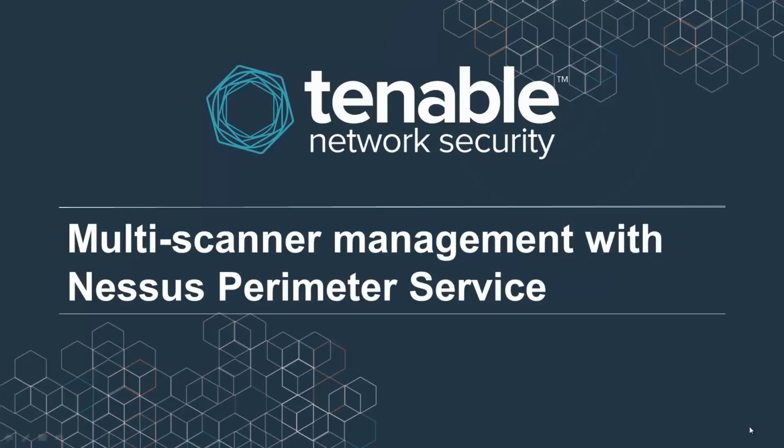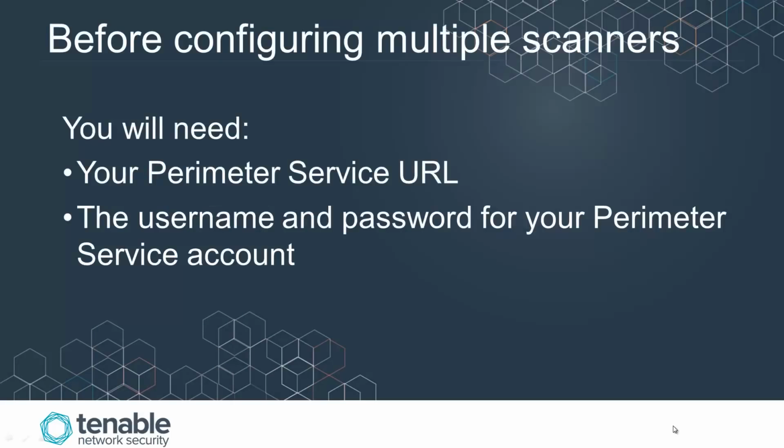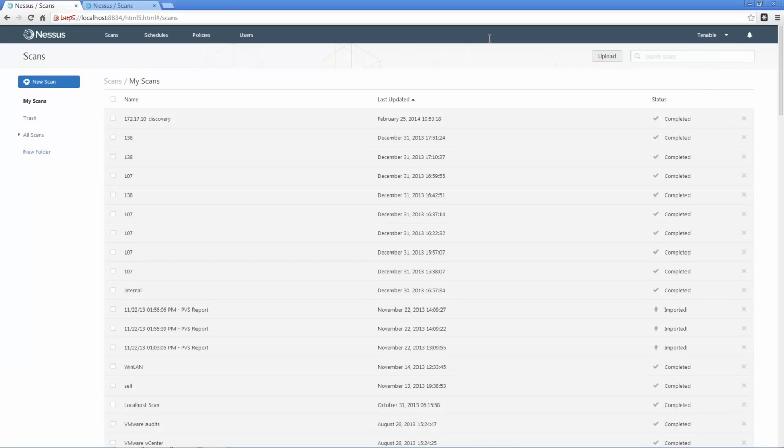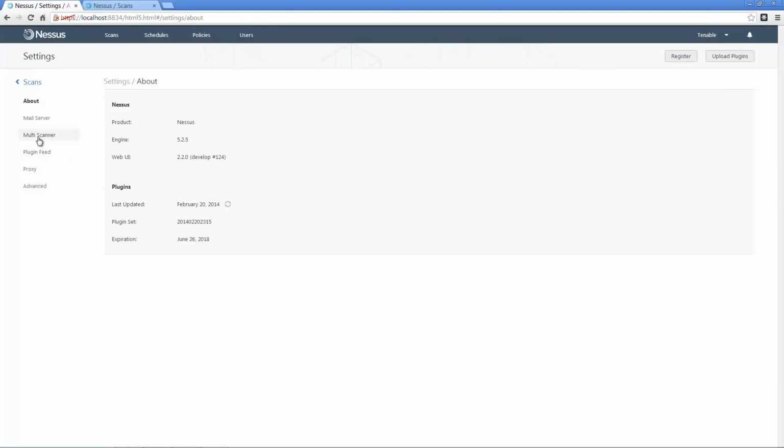Today I'll demonstrate the multi-scanner management capability now available in Tenable's cloud-based Nessus perimeter service. Before configuring our scanners, we'll need to know the perimeter service URL and the username and password for the perimeter service account. Logging into a local Nessus scanner, go to Settings, Multi-Scanner.